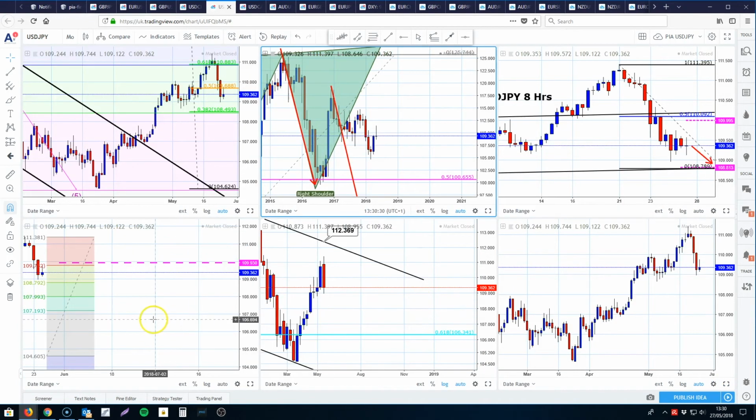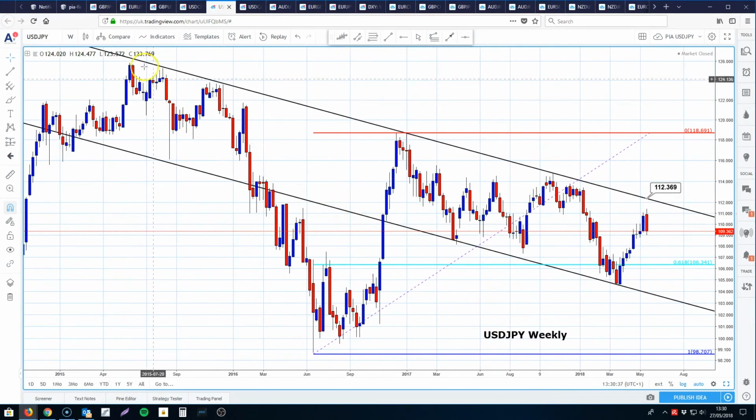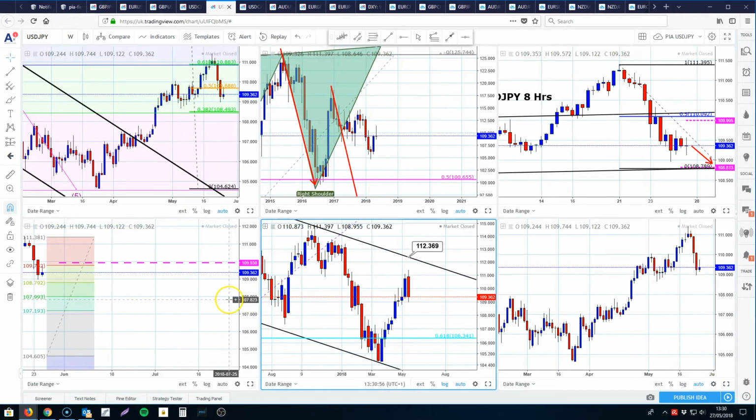If we go to the weekly chart, we can see channel formation. We've got trendline resistance around about 112.37. This is important for last week. We've posted a bearish outside candle, often an indication of the end of a trend or at least a correction to the downside. And the reason why I say at least a correction to the downside will be explained on these shorter time frames.